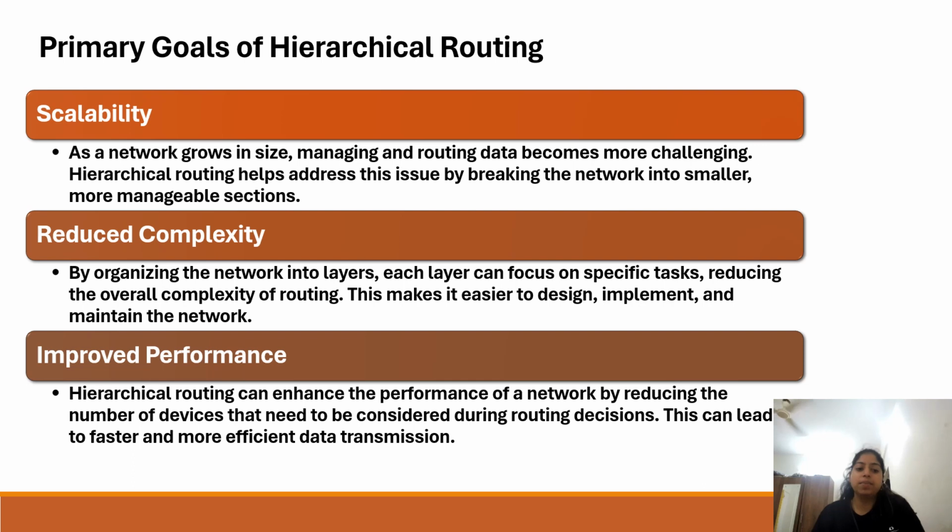Improved performance. Hierarchical routing can enhance the performance of a network by reducing the number of devices that need to be considered during the routing decisions. This can lead to faster and more efficient data transmission.